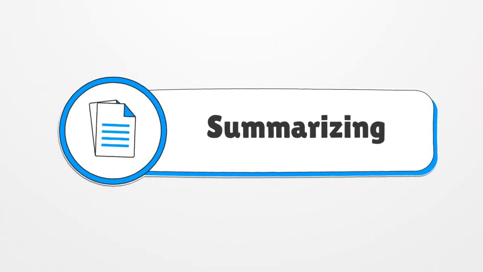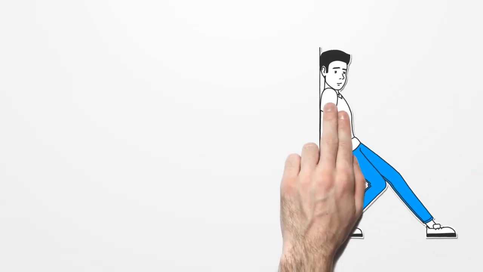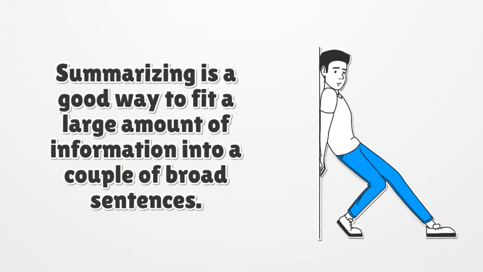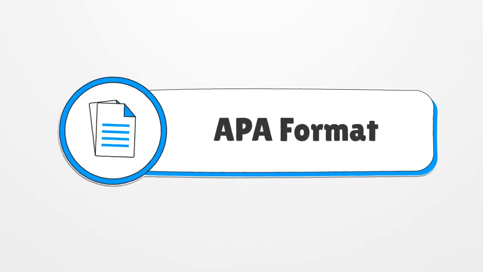Summarizing consists of putting only the main points and ideas of a work into your own words. Summarizing is a broad overview of the source material and is significantly shorter than the original. Think of a summary as a condensed version of an author's central ideas. Anytime you use another person's words or ideas, you must cite them. This applies to quotations, paraphrases, and summaries.